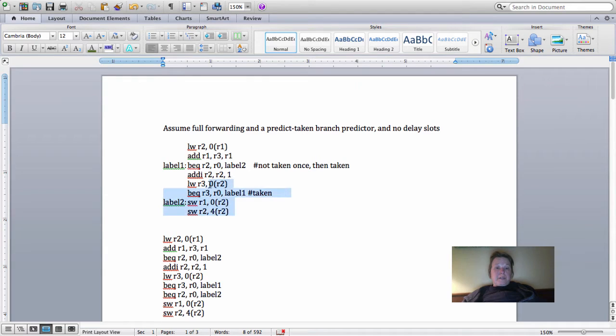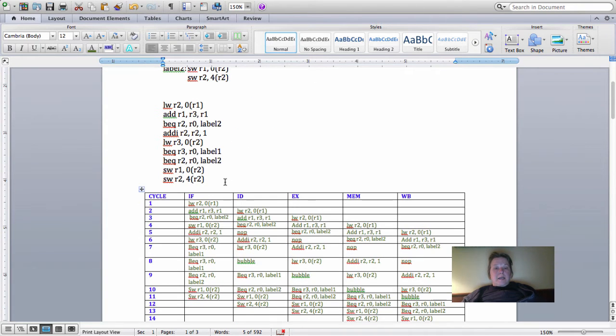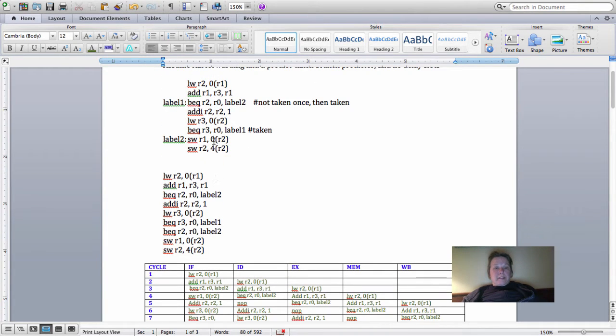So here's our code, and the way it runs, just for this example, is that this first branch is not taken, then taken, and this branch is taken. And so this would be our code, the actual instructions that should be executed. We do the load word, the add, the branch, the first time it's not taken, so we do the addi, the load word, the branch on equal. This is taken, we come back up, and it's not taken, we go down to here, and so on.